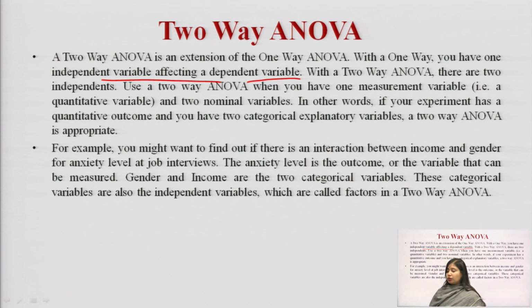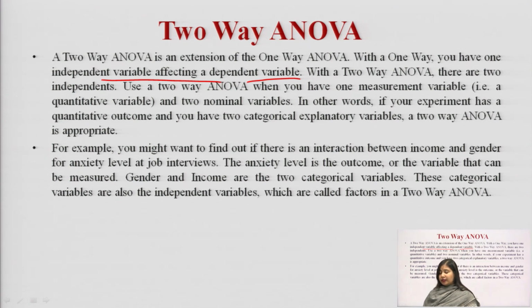Use the two-way ANOVA when you have one measurement variable, a quantitative variable, and two nominal variables. We use the two-way ANOVA when we have one quantitative variable and two other variables, which are your nominal variables. In other words, if your experiment has a quantitative outcome and you have two categorical explanatory variables, and you want to understand how your quantitative outcome has happened.